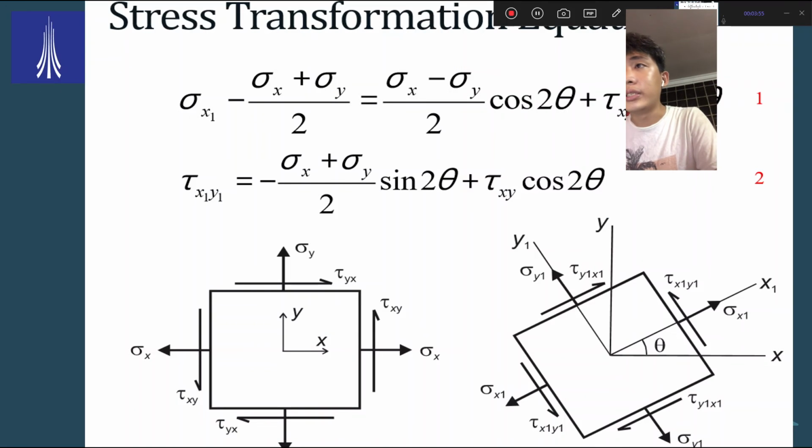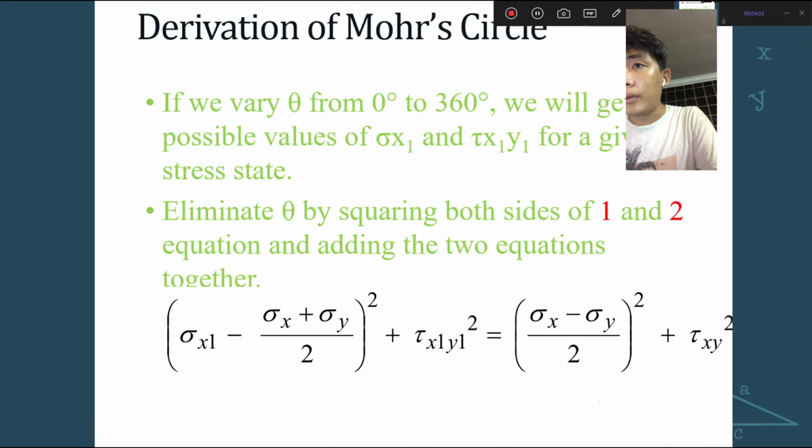So this is the stress transformation formula, as you can see, which includes taus and sigma, and the derivation of the Mohr circle. It says that if we vary theta from 0 degrees to 360 degrees, we will get the possible values of sigma x1 and tau x1y1 for a given stress state.